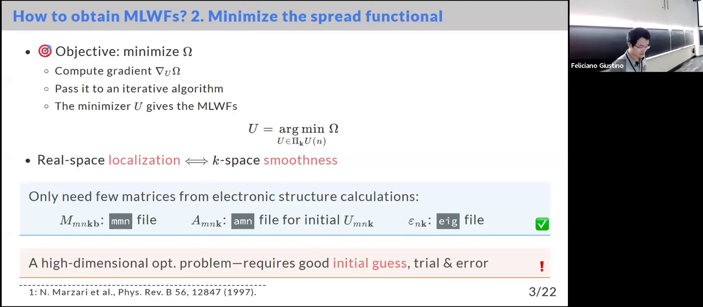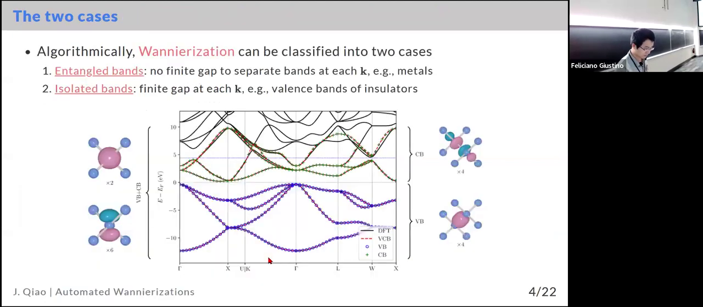The issue with Wannierization is that this is a really high dimensional optimization problem. It requires a good initial guess from users, and sometimes you have to do trial and error, tuning different parameters to reach a good set of Wannier functions. Especially for new users, this can be problematic.